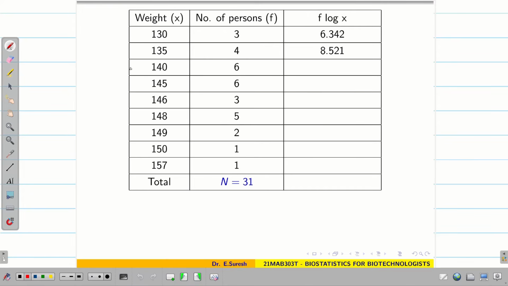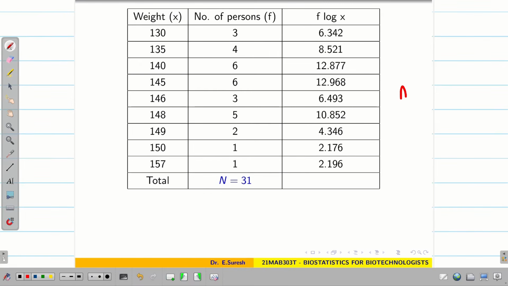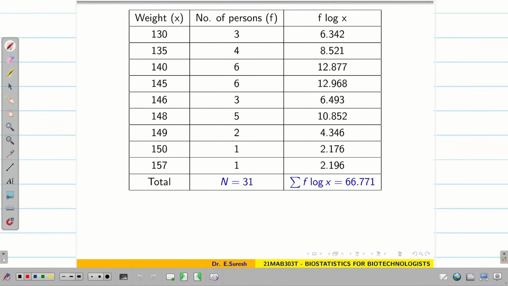Now, in a similar way, press CALC again, enter the X value and F value, and the corresponding F log X value will be displayed in the calculator. Fill the column one by one very carefully. Once all calculations are done, press the AC button so the calculator comes to the normal mode. Now add all these values, which gives summation F log X.